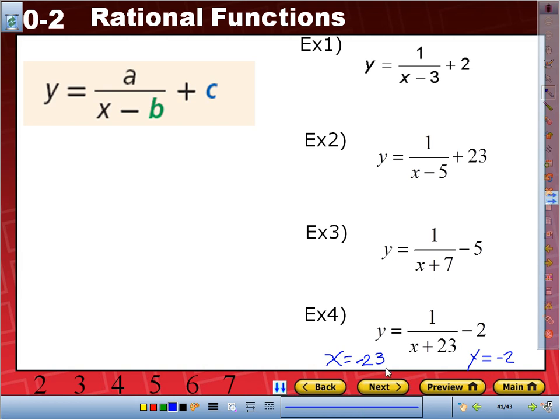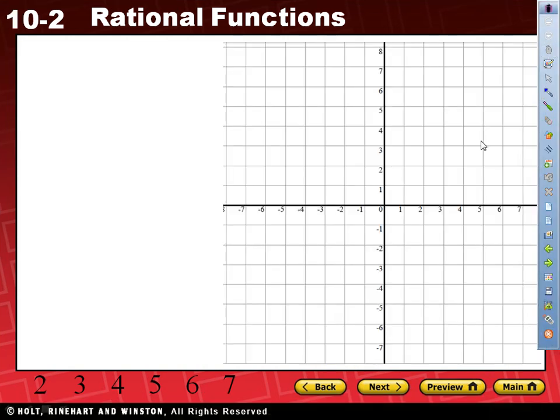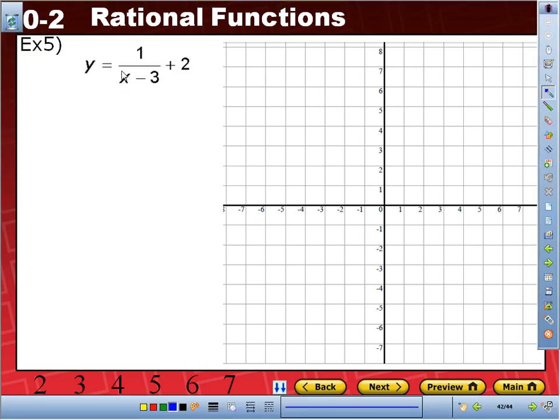And that's it. The next parts are easy, because all we have to do is build an input-output table, fill it with values, and graph by plotting our points. Now, let's do that. On your big graph paper, let me just get you guys started. I'm going to copy the first equation, which is y equals 1 over x minus 3, plus 2. Copy that down.